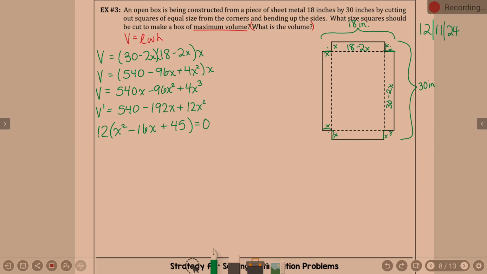Okay, now what? Set each equation equal to 0. Or we could factor the one, or whatever it's called. And is the 12 going to matter? The 12 isn't going to matter. So all that's going to matter here, and that's just because it doesn't have a variable, is the x squared minus 16x plus 45.